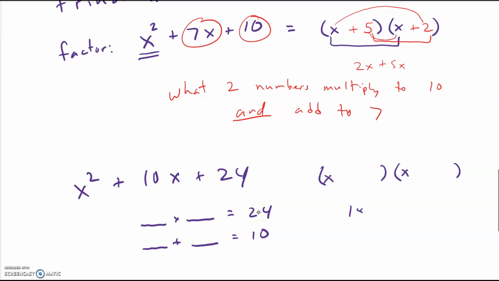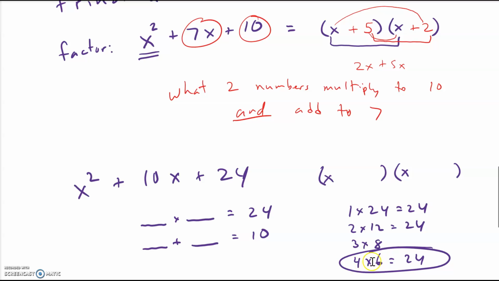There's a whole bunch of factors of 24. There's 1 times 24, that gives you 24, but that doesn't add to 10. You can try 2 times 12, but that doesn't add to 10 either. You can do 3 times 8, but that doesn't add up to 10. You can go 4 times 6. Aha, there it is. I found my magic combination. I found two numbers that multiply to 24. 4 times 6 gives you 24, and then 4 plus 6 gives you 10. So your answer is x plus 4 times x plus 6.